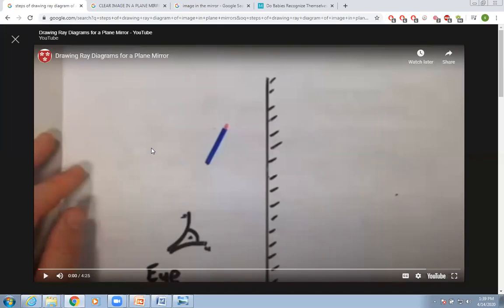For understanding how you can draw the image in the plane mirror, you have to see this video very carefully. See it and then we will start our lesson.